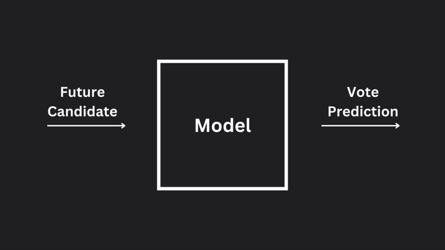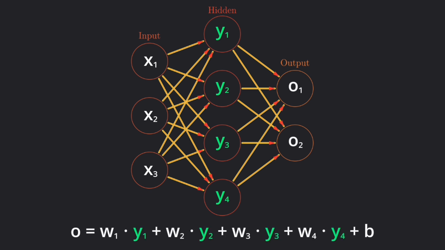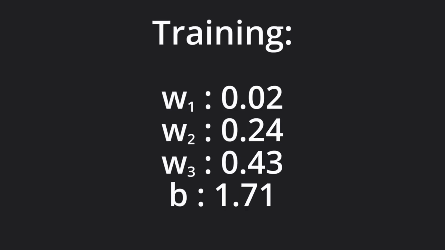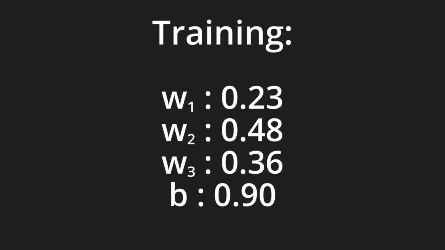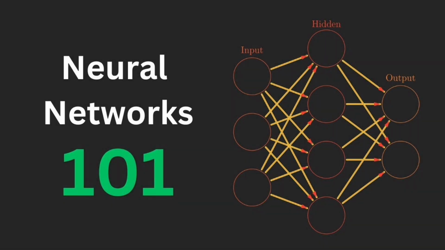The truth is, though, that each node is learning something unique about our dataset that helps inform the final prediction. The last node takes Y1 through Y4 as input and calculates the output O based on this equation. O is the model's prediction for votes received. Across many training iterations, the values for all the W's and B's are adjusted until the model's predictions achieve a high enough accuracy. That's the general idea of a neural network. If any part of that explanation was confusing, I still recommend watching the rest of this video first, and then checking out the 10-minute neural network video linked in the description.